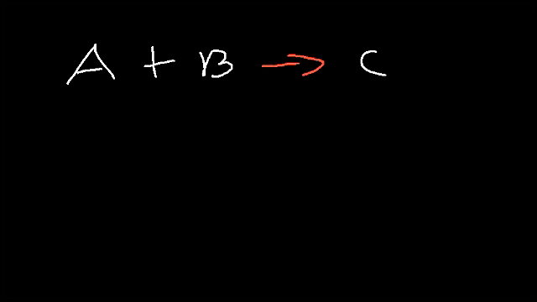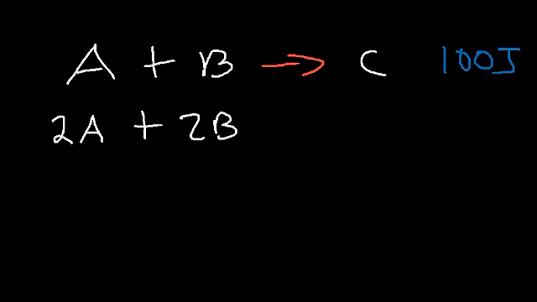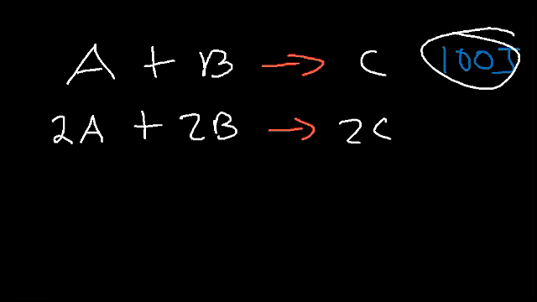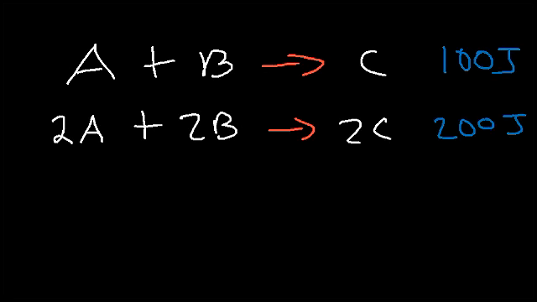Now, there's something else that you need to know. There are some rules that we need to go over. So let's consider this reaction again. Now, if we multiply the reaction by 2, let's say it's 2A plus 2B yields 2C, what effect will it have on the enthalpy change for that reaction? If you multiply the reaction by 2, you need to multiply the enthalpy change by 2. So it's going to be 200 joules.